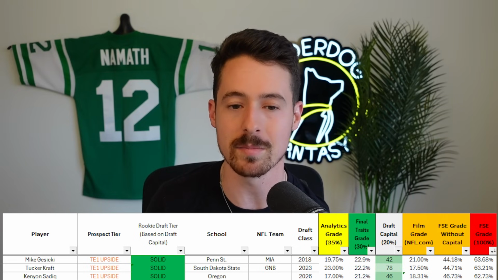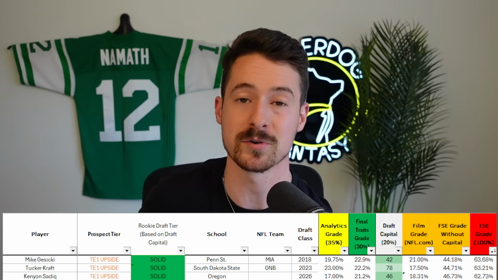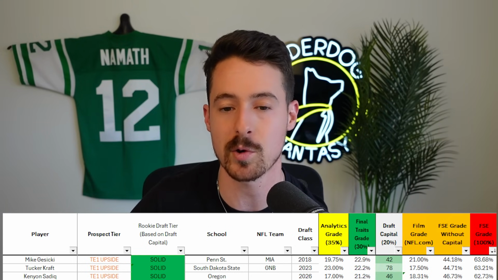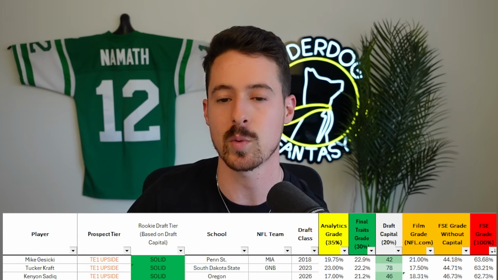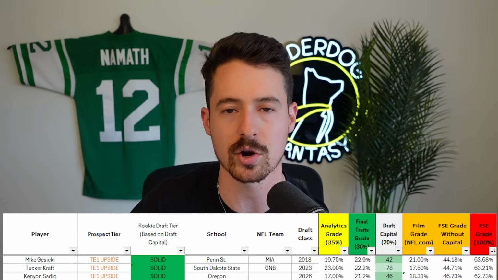The current tight end 1 in the model is Kenyon Sadiq, University of Oregon tight end, who was stuck behind Terrence Ferguson last year. When given opportunities, he was really, really solid efficiency-wise, 2.1 yards per route run, with 27 targets on just 140 routes run. Best comparables in the model are Tucker Kraft and Mike Gesicki.